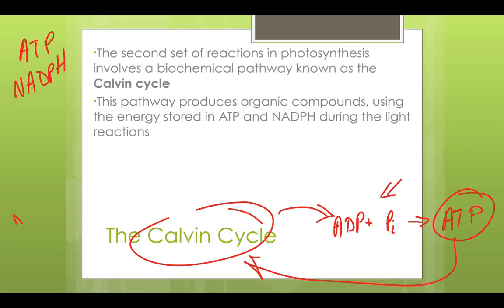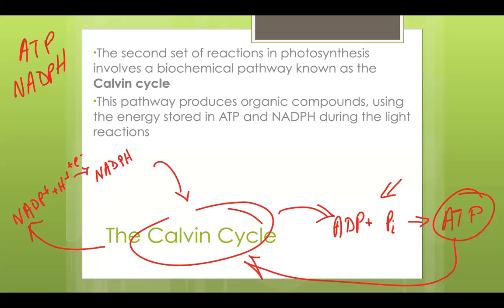Same thing with NADPH. We have NADP plus and a hydrogen that came from the Calvin cycle. They go to the light reactions. It combines with the electrons to form NADPH, which then goes to the Calvin cycle. So all of these things are related.